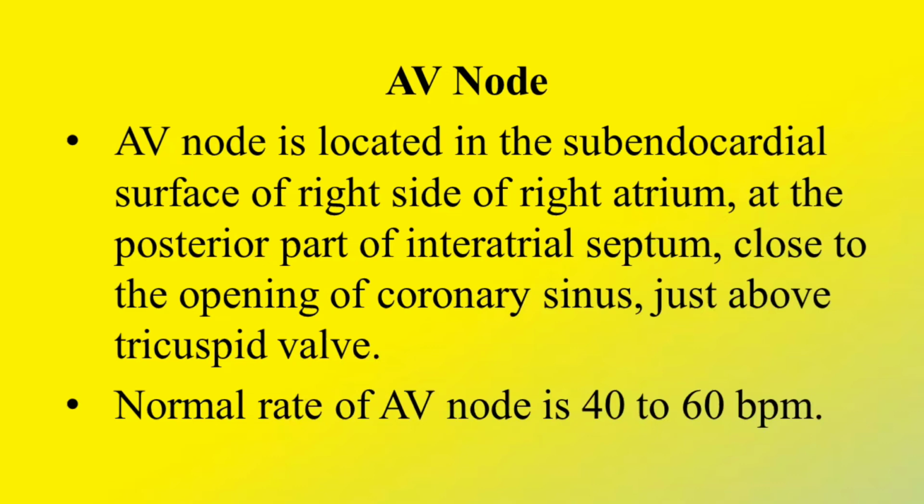So, according to electrical response, atrioventricular node is divided into three parts. The first one is high nodal region, that is AN region, and mid nodal, that is the N region, and low nodal, that is the NH region.